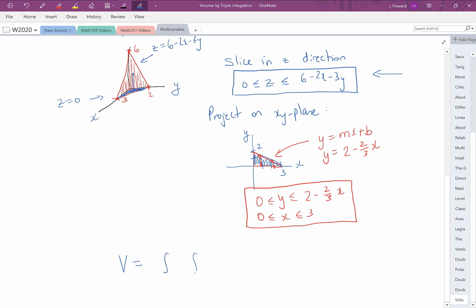So volume is going to be the triple integral of, well, let's think about what order we did our variables in. We did z, then y, then x. So we want our differentials in that order, dz, dy, dx. We said z was going from 0 to 6 minus 2x minus 3y. I'm going to space out the integrals just a little bit more to make them a little bit easier to read. Okay, so y is going from 0 to 2 minus 2/3 x. And then finally, x is going from 0 to 3.